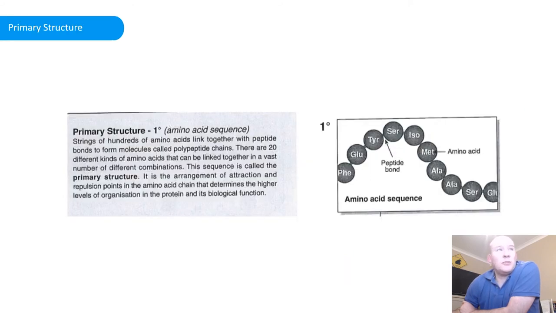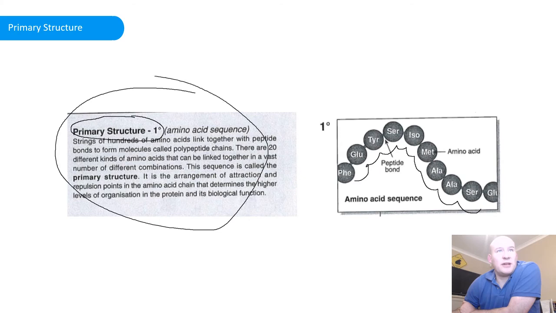So we call this simple chain of amino acids, hopefully you can see it, an amino acid, amino acid, amino acid, amino acid. It's like a chain of beads almost. We call that its primary structure. You can read this little box here from the handout, but all that's saying is that it's just a chain of amino acids joining together.